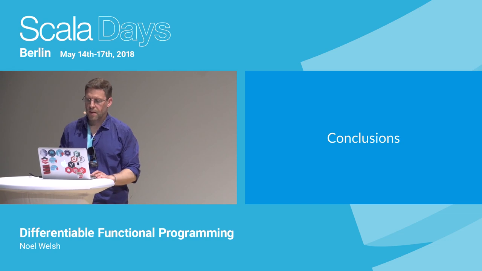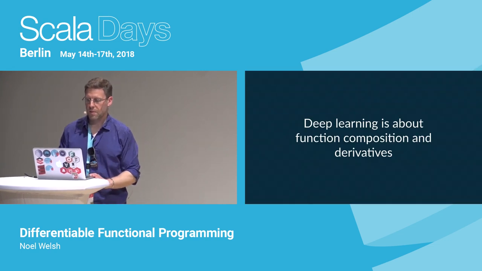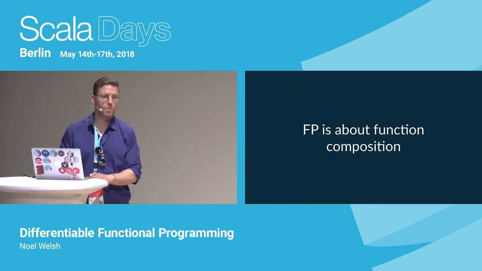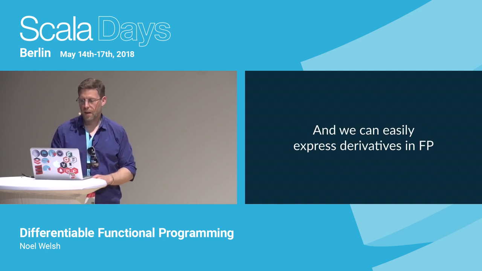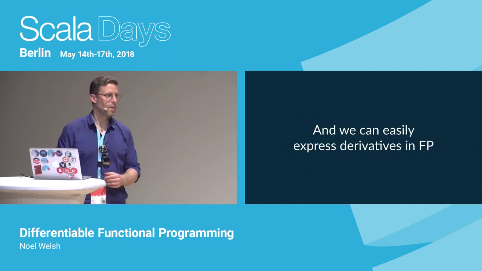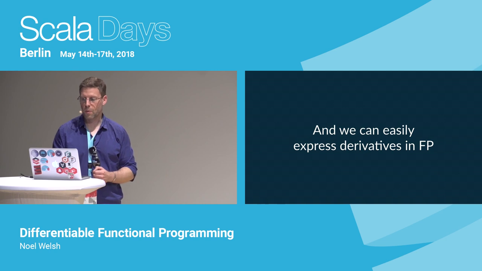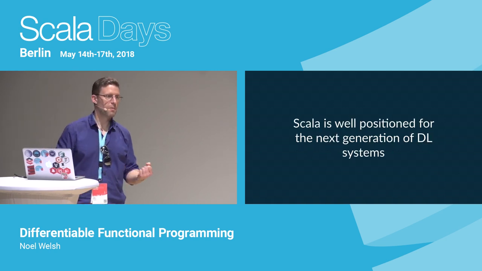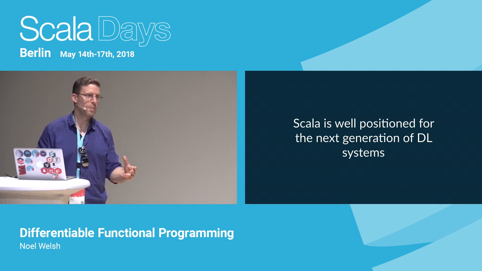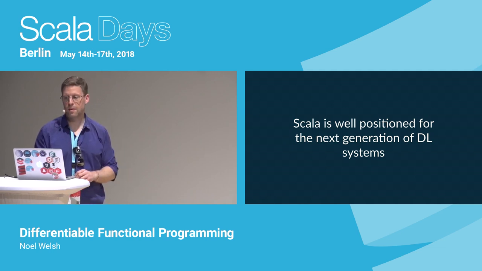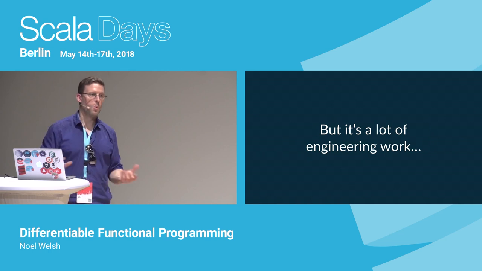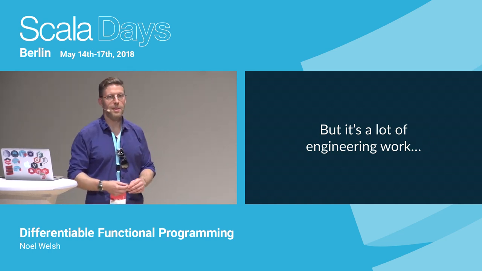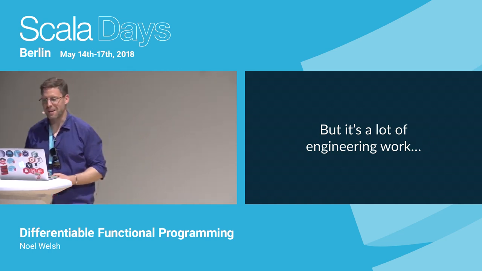So conclusions. Deep learning is about function composition and derivatives. FP is about function composition, nice familiar stuff. And we can easily express derivatives in this compositional manner using these two algorithms, forward and backwards. I think Scala has got a good chance of being the next generation of deep learning systems. We're seeing now people are already realizing the shortcomings of existing systems. But to be honest, it's a lot of work, and nothing happens unless somebody picks it up. And I don't think I'm the person to pick it up and do it.